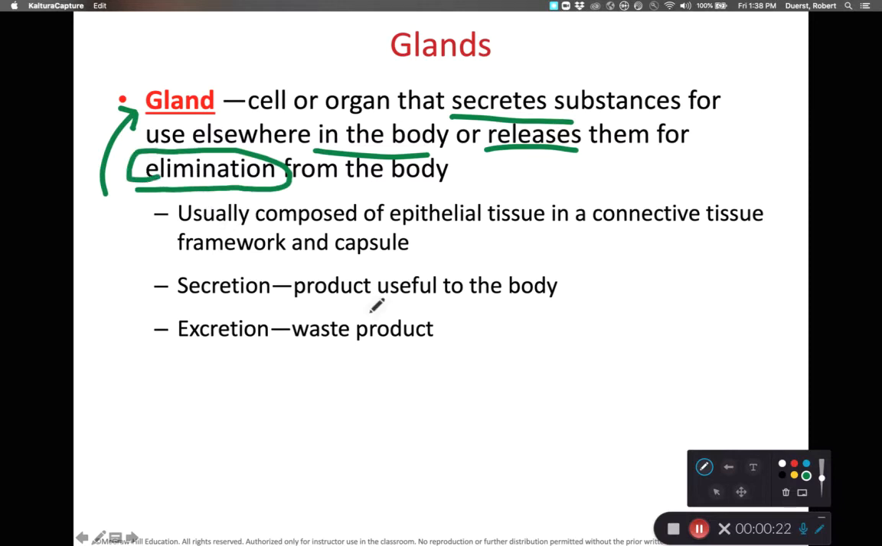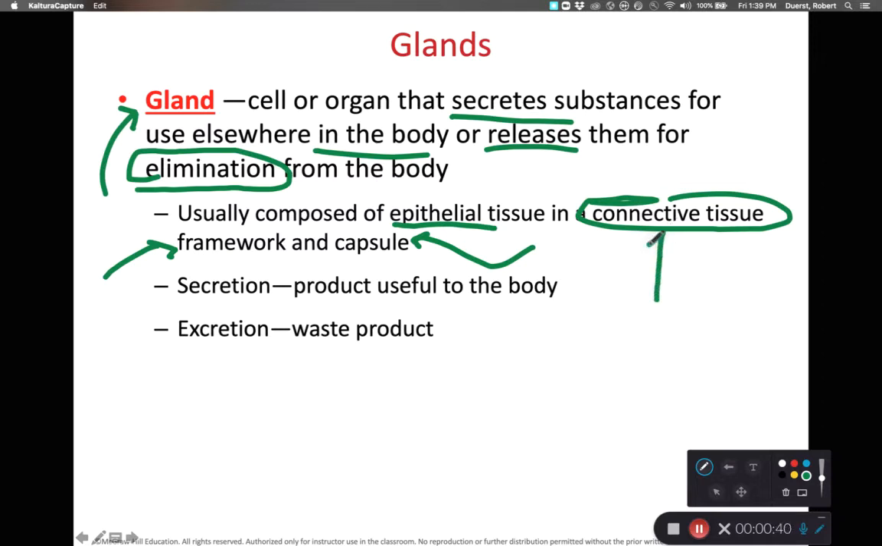As we look at our glands, they are typically going to have epithelial tissues surrounded by some connective tissues. Those connective tissues will form both a supportive framework and a protective capsule on the outside. It's also worth emphasizing that the connective tissues provide nutrient exchange. The connective tissues have lots of blood vessels, whereas the epithelial tissues themselves are avascular and without blood vessels.